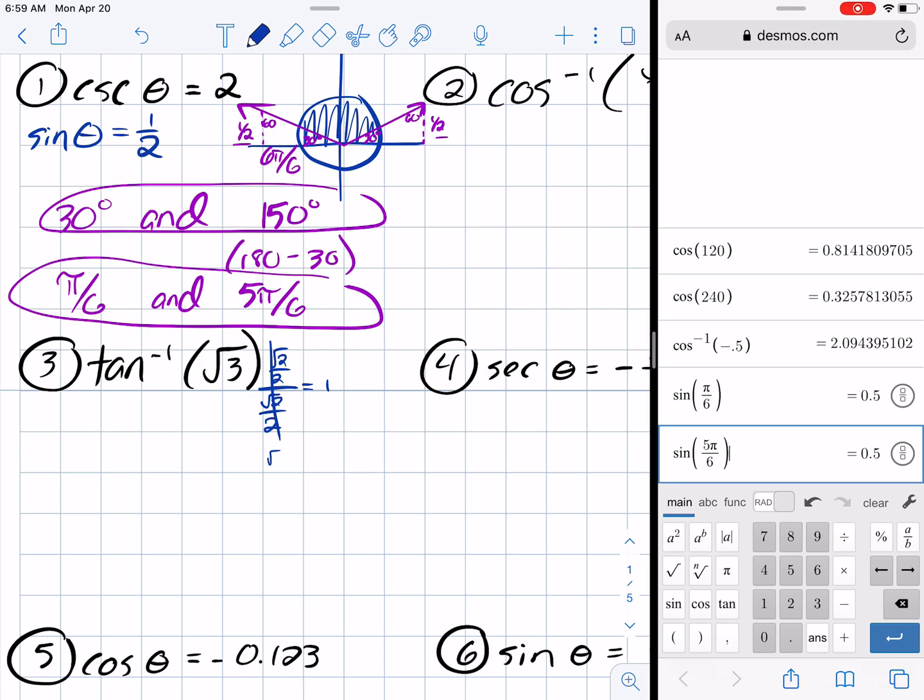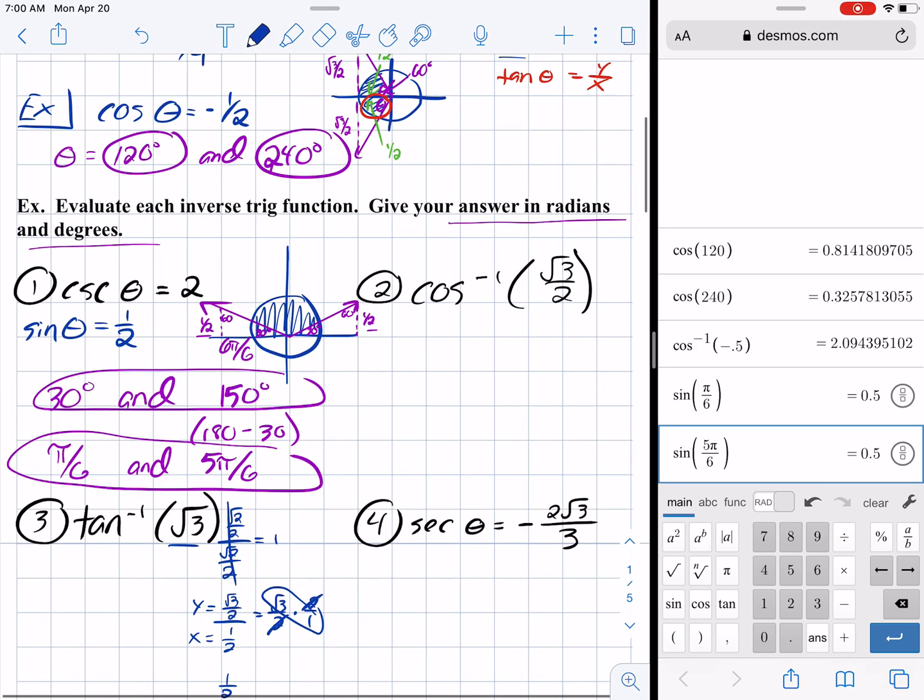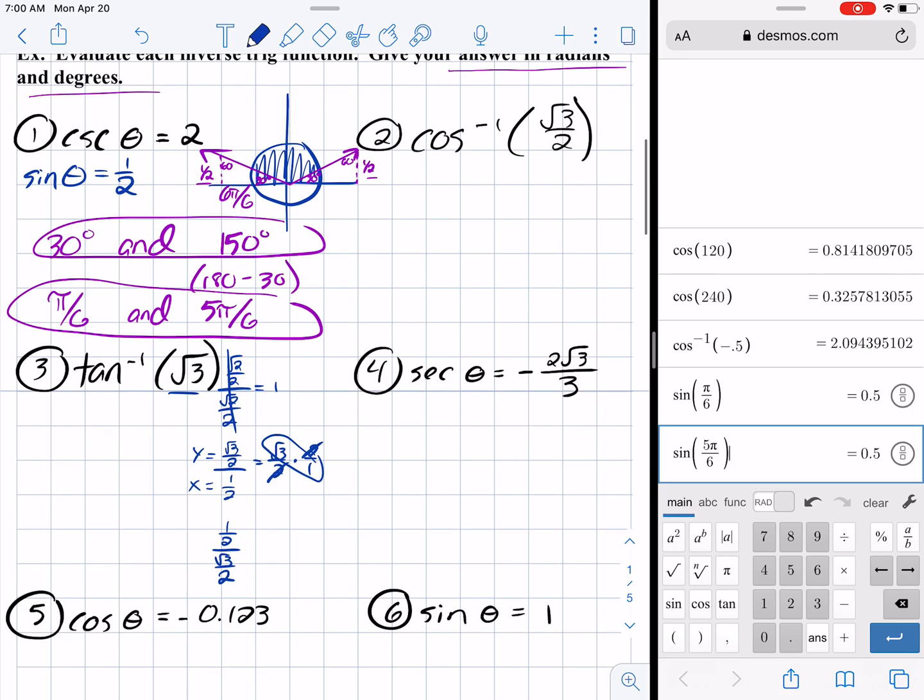And let's check which one. Root 3 over 2 over 1/2 or 1/2 over root 3 over 2. One of these two complex fractions results in root 3. And we'll quickly see which one is the case when we multiply by the reciprocal. And perfect, we're left with root 3 over 1. So we want to know when the y is root 3 over 2 and the x is 1/2. Remember, tangent is y over x.